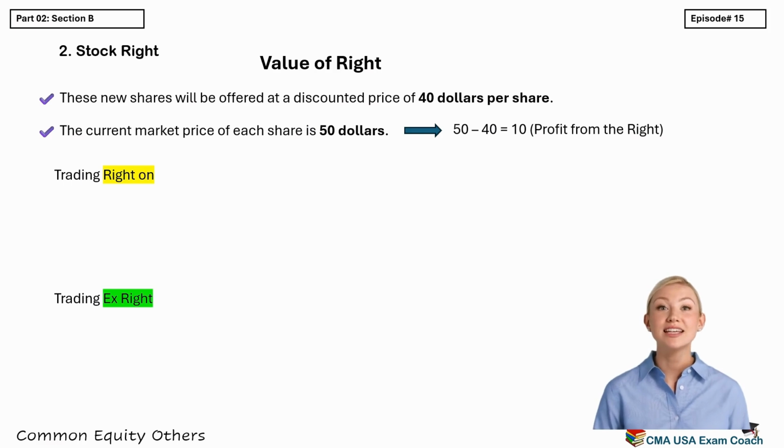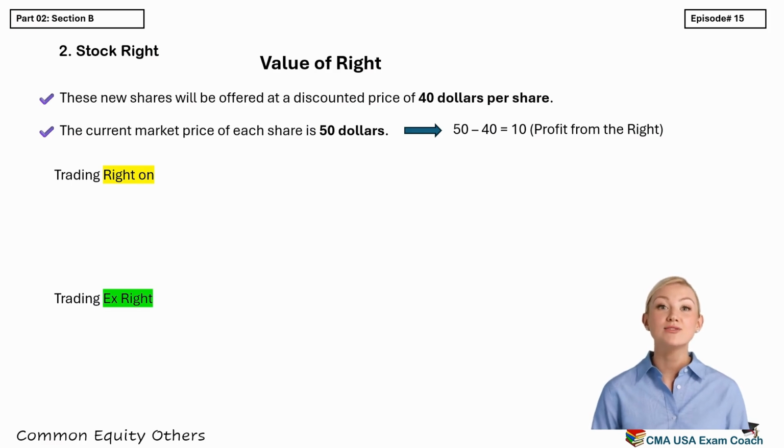Before we learn how to calculate the value of a stock right, we need to understand 2 very important terms: right on and X right. These terms describe the status of a share when rights are being issued and traded during a rights offering. Let's go step by step.